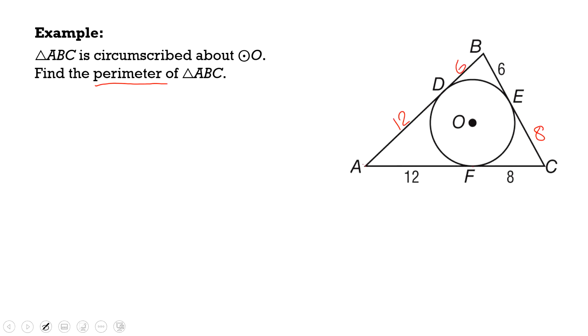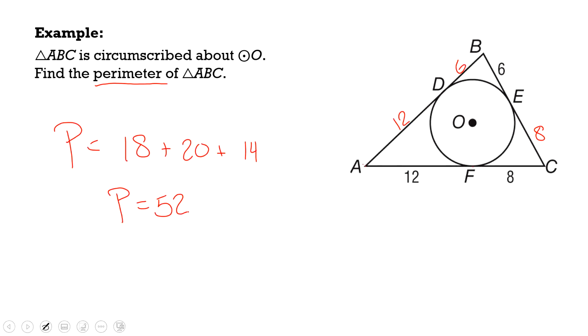So now to find my perimeter, we're just adding up all our sides. Side AB is 18, plus side AC is 20, plus side BC is 14. When we add all those up, we find out that my perimeter is 52 units. Don't know what they are, but it's 52. Does that make sense? That's what we're looking to do when we're looking at these.